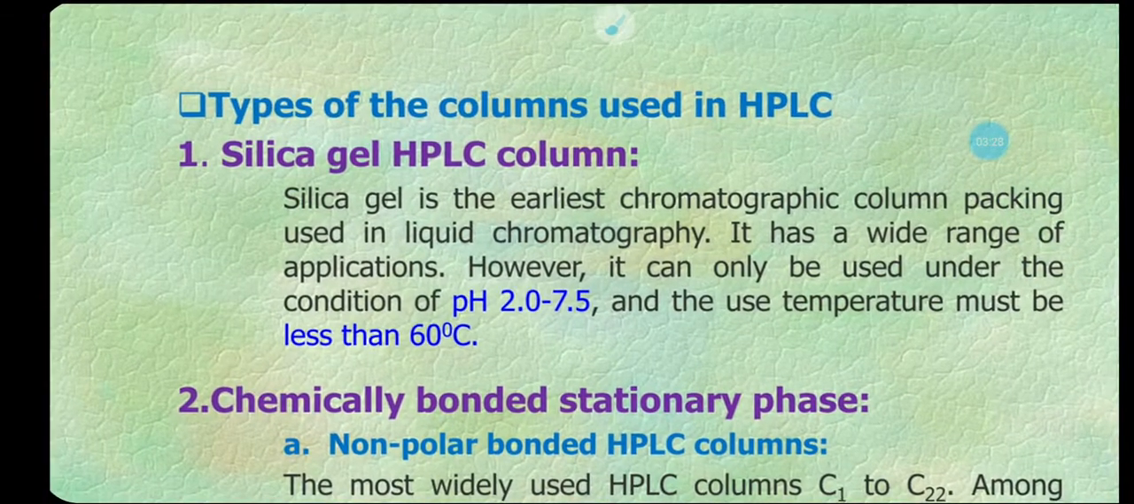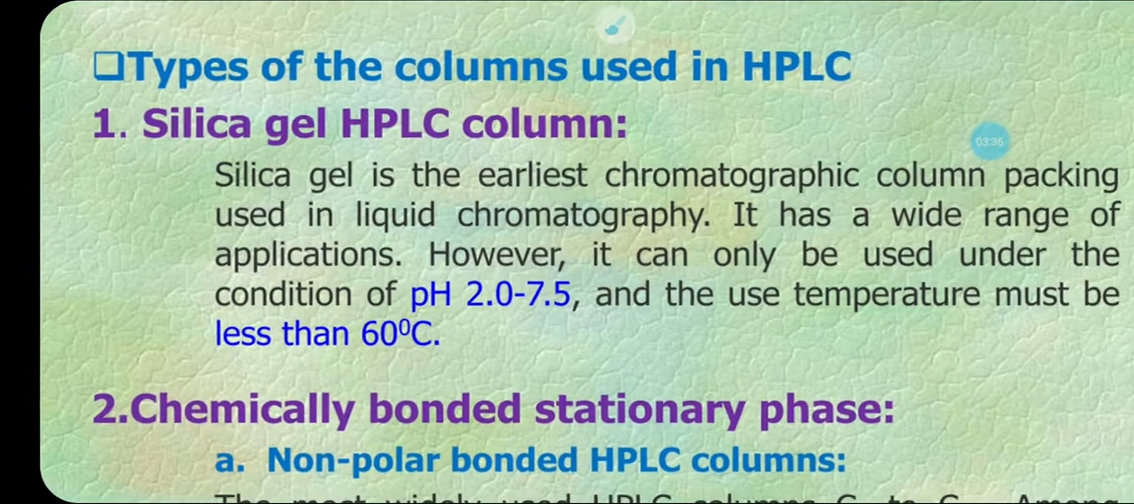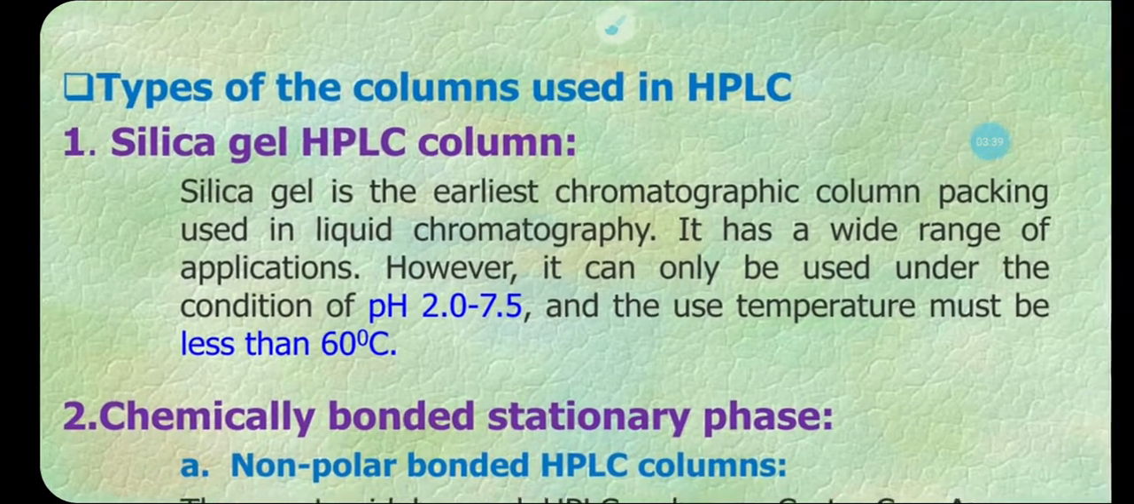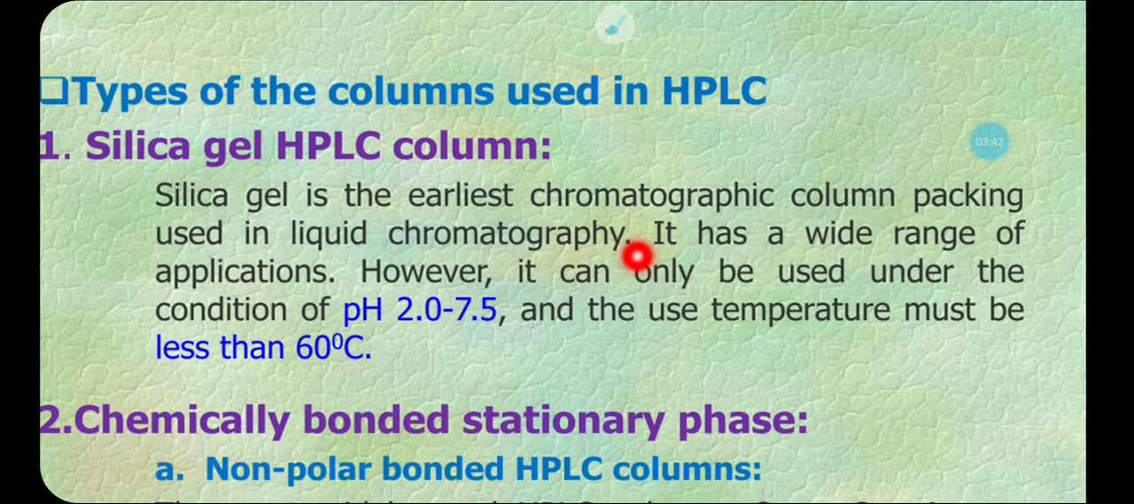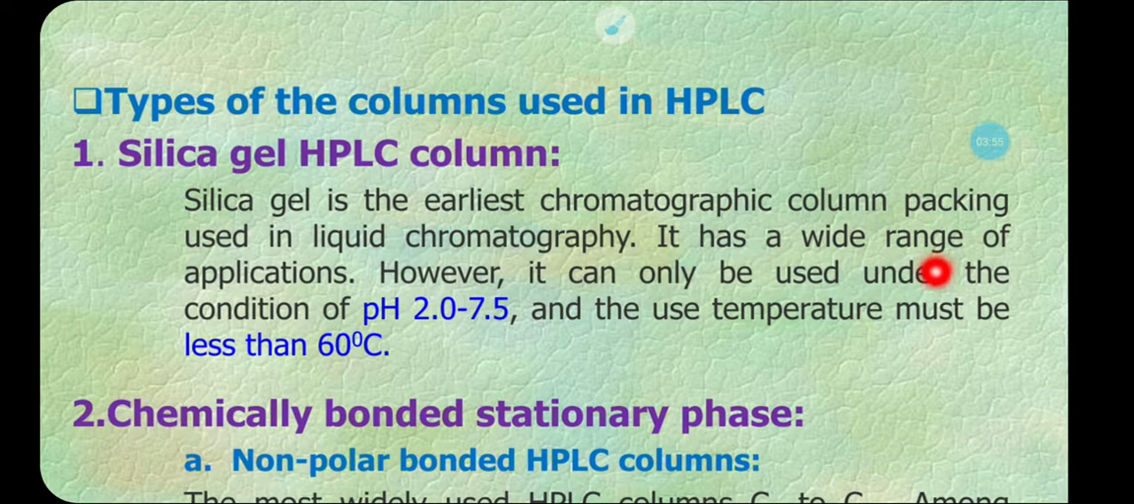Types of column. There are two types of column. First is the silica gel HPLC column. This type of column was used earlier for liquid chromatography. It has a wide range of applications. However, it can be used only under certain conditions, that is pH range from 2 to 7.5 and the temperature must be less than 60 degrees Celsius. Other than these conditions, this column will fail; it will not work.